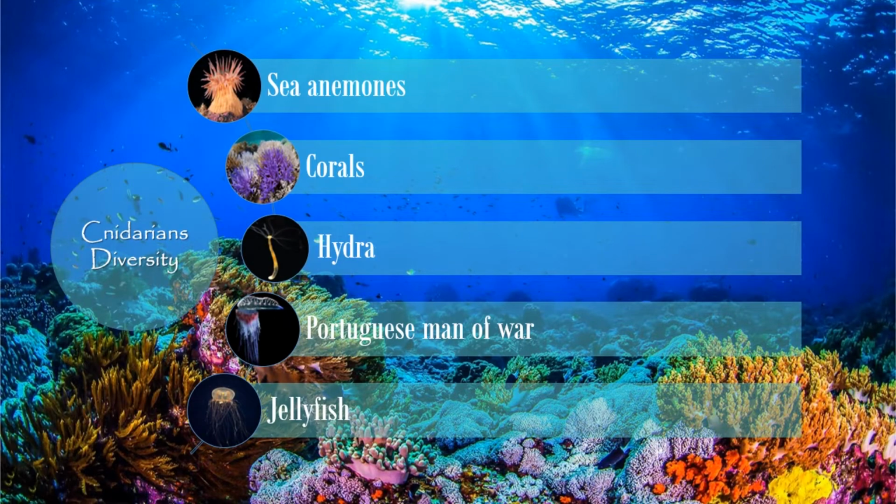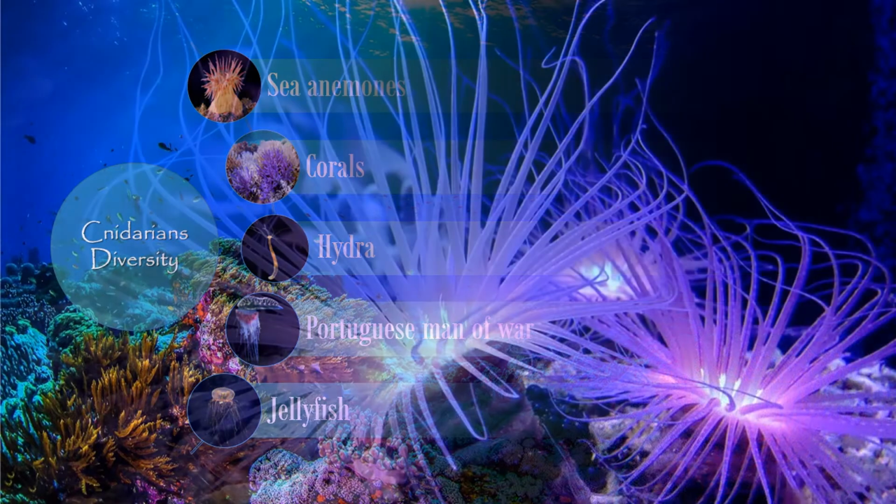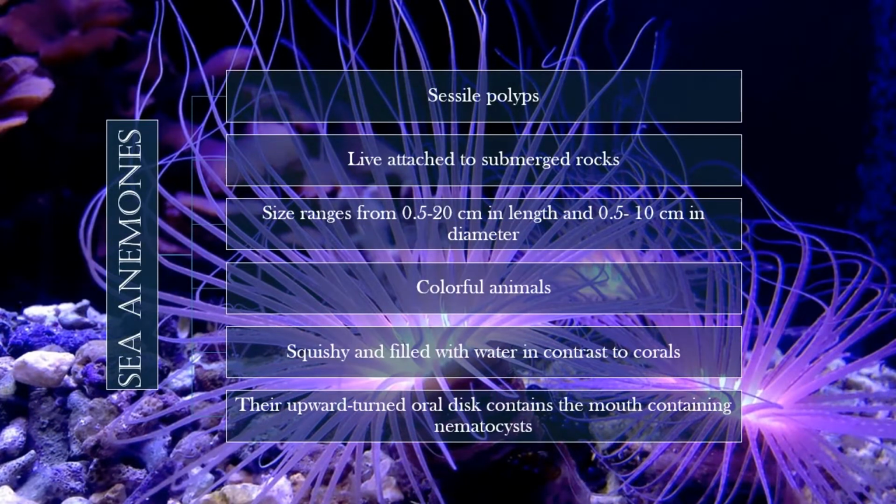Cnidarians diversity. These are some examples of cnidarians: sea anemones, corals, hydra, Portuguese man of war, and jellyfish. Sea anemones. They are sessile polyps. They live attached to submerged rocks.